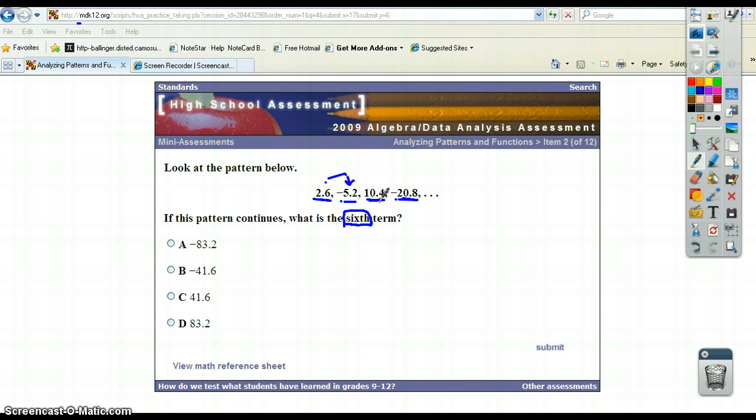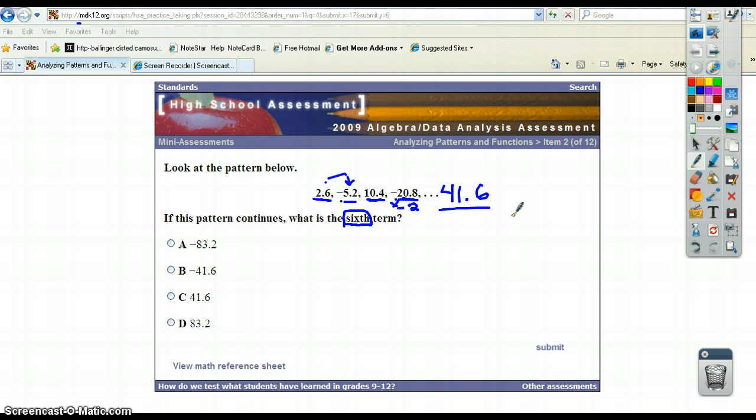And this problem of the negative sign means that we're multiplying by a negative number. So negative 5.2 times negative 2 is going to be a positive 10.4. So we realize here that we're multiplying by negative 2. So we multiply negative 20 by negative 2, and we find that that is positive 41.6. And then we're trying to find the sixth term.